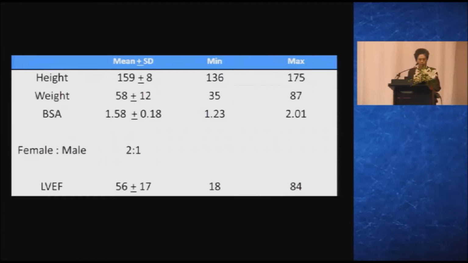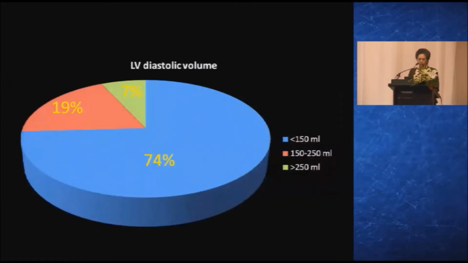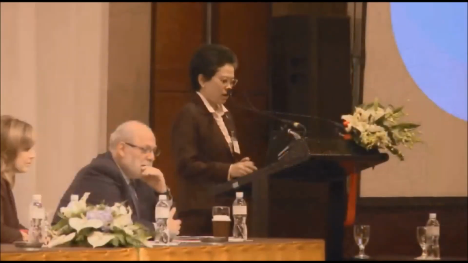But we have some patients with severely impaired LV systolic function, with ejection fraction as low as 18, up to hyperdynamic ones at 84. And for LV diastolic volume, it was mostly normal or rather small, but we also have some with large LV diastolic volume.